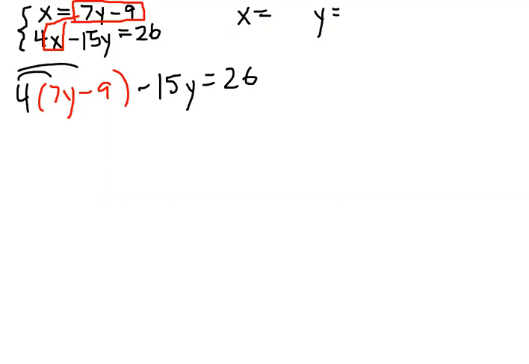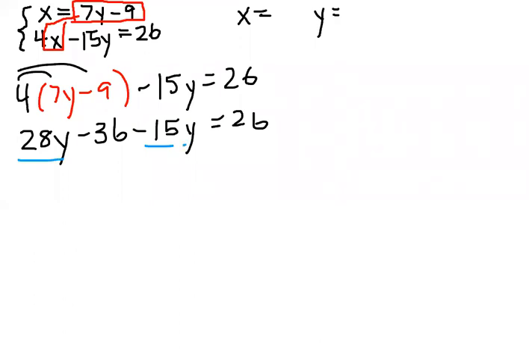So I'm going to distribute the 4 through. So we get 28y minus 36 minus 15y equals 26. So then I will combine like terms. First I will do the 28y minus 15y, and that will leave me with 13y. And at the same time, I'm also going to take that 36 and add it to both sides to get rid of it so I can get my y by itself. And so when you do 36 and 26, you get 62.